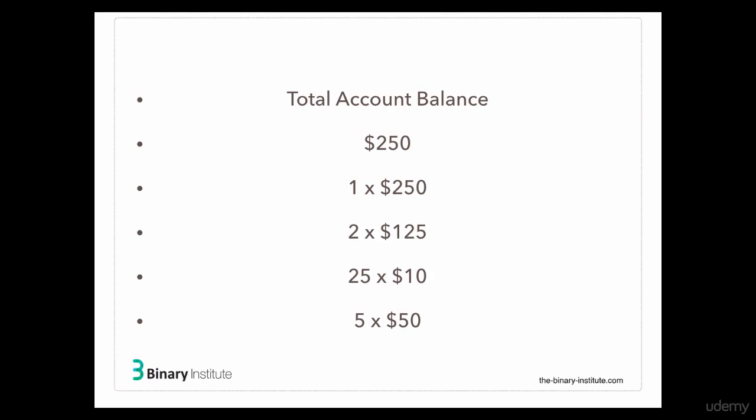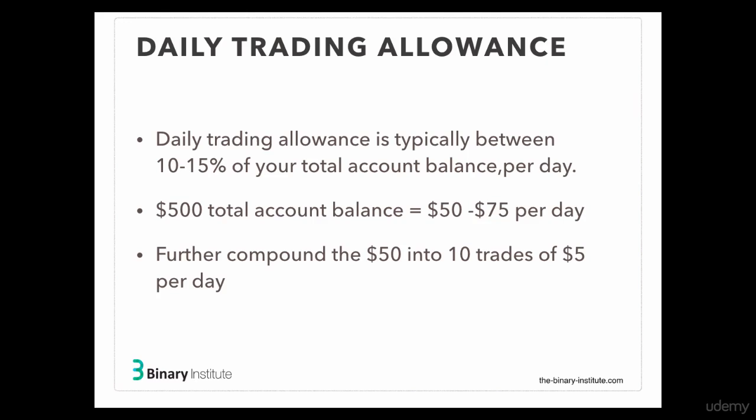Now, if you have an account balance of $250, for example, and you do one trade of $250 and you lose your trade, your entire account balance is gone. However, if you would divide that $250 into smaller trades, you could do 25 trades of $10 each, or 50 of $5 each, depending on what the minimum trade is on your platform. By dividing your account balance into smaller trades, you can remove the risk of jeopardizing your entire account balance should you lose a trade.